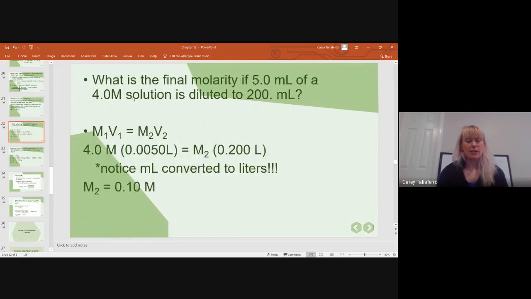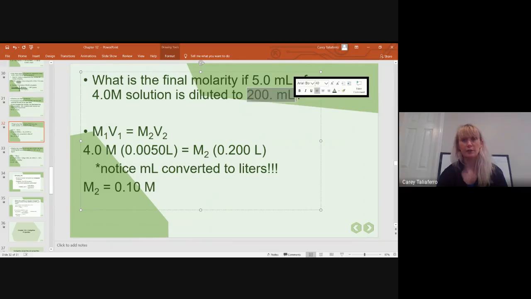A question might read something like this. What is the final molarity if 5 milliliters of a 4 molar solution is diluted to 200 milliliters? So the idea here is that I have 5 milliliters, and it's pretty concentrated, it's 4 molar. And I'm going to dilute that so that the final volume is 200 milliliters. All right, so how would I fill that in?